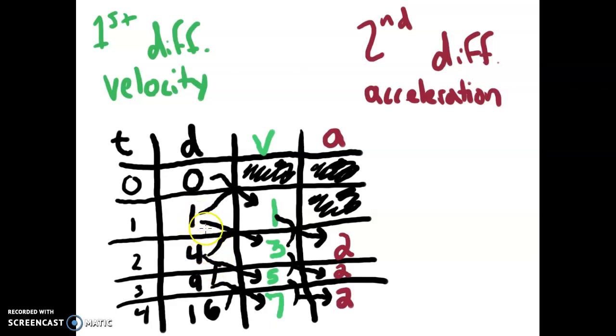The first time, after the first second, I only went a distance of 1. After the second second, I went a distance of 3. After the third, 5. After the fourth, 7. And so this just illustrates how we take the first difference, which represents velocity, and the second difference, which represents acceleration.